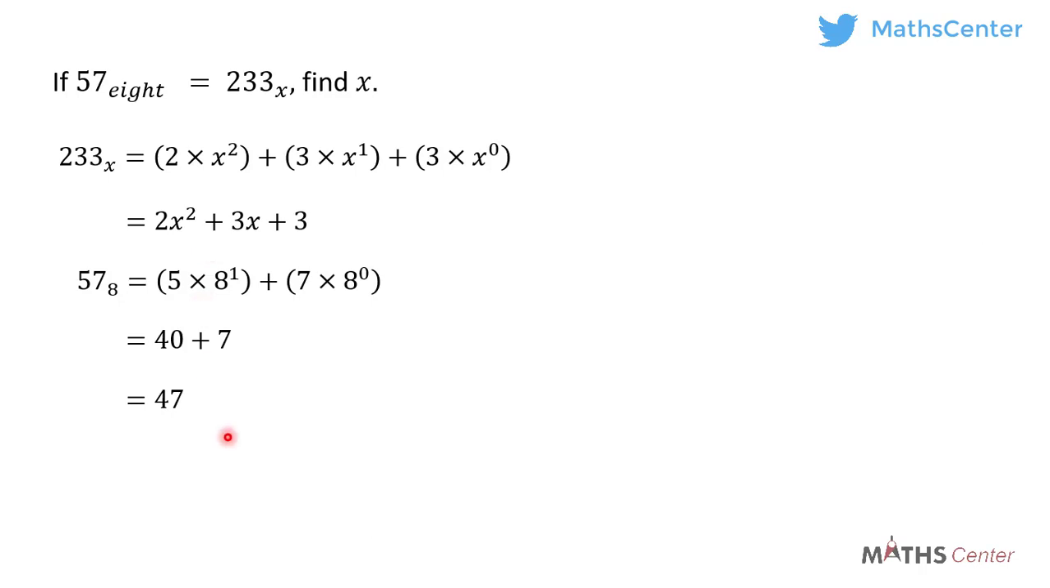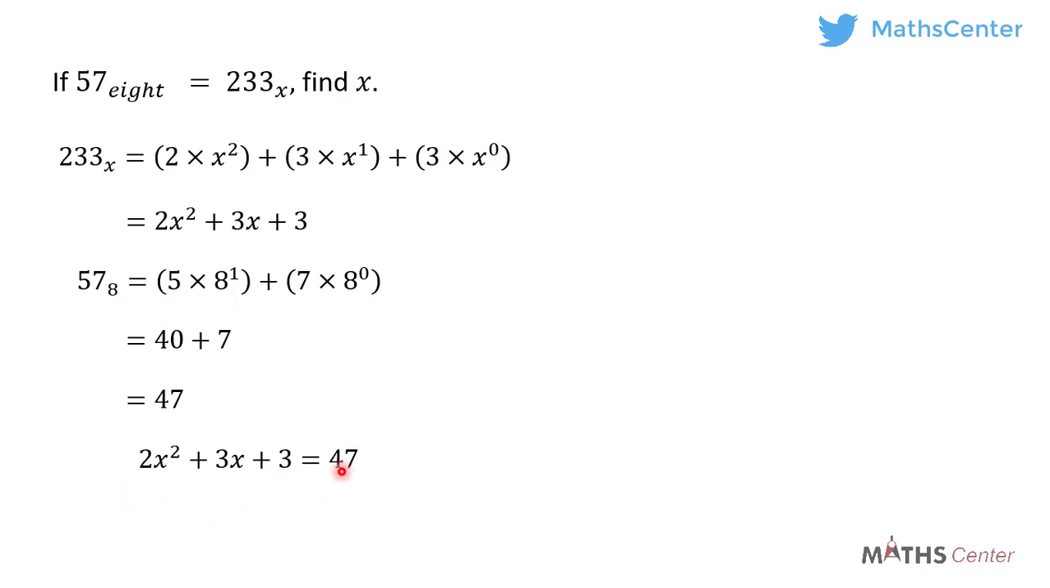So we can equate them. When we do that, we will have 2x squared plus 3x plus 3, which is the same as 233 base x, being equal to 47, which is the same as 57 base 8. So we have 2x squared plus 3x plus 3 is equal to 47. This is a quadratic equation. Let's rearrange it and solve it.